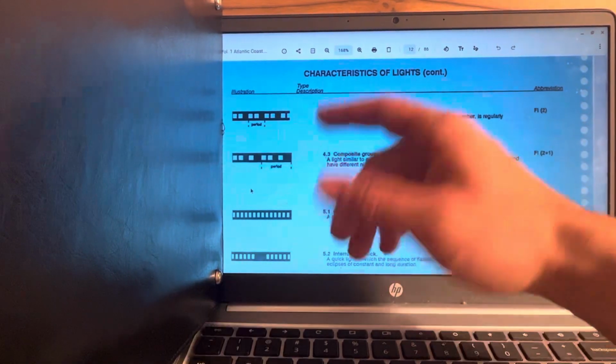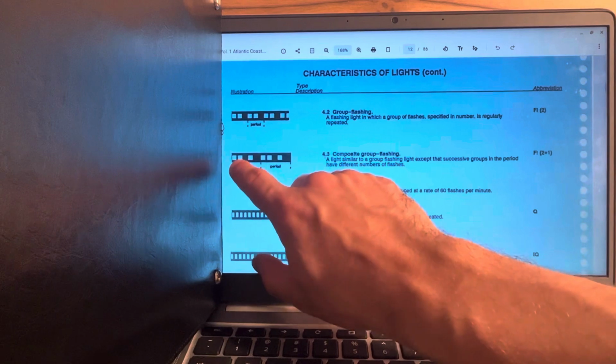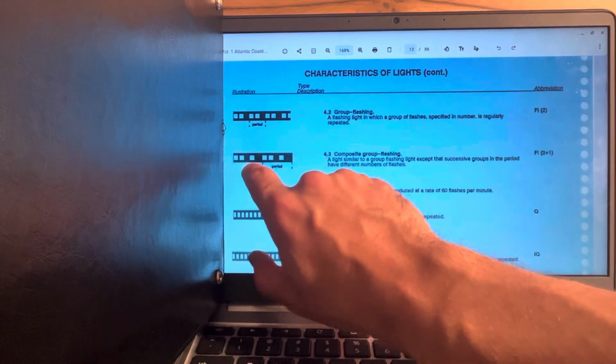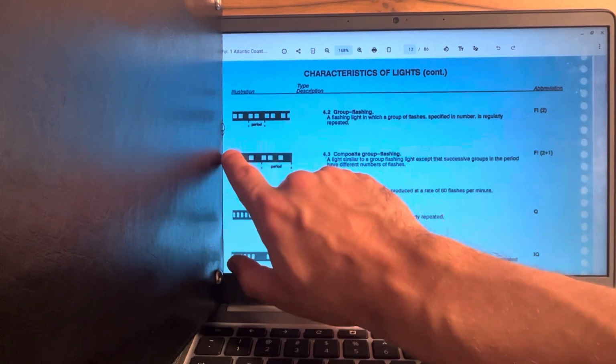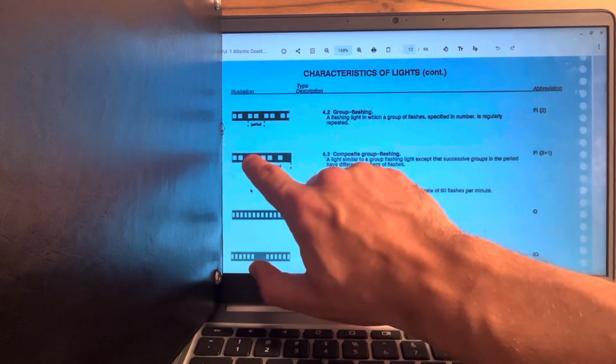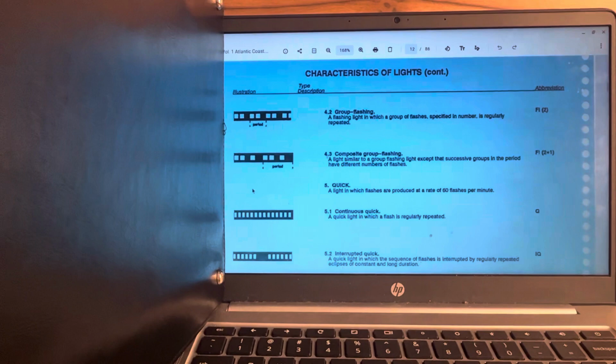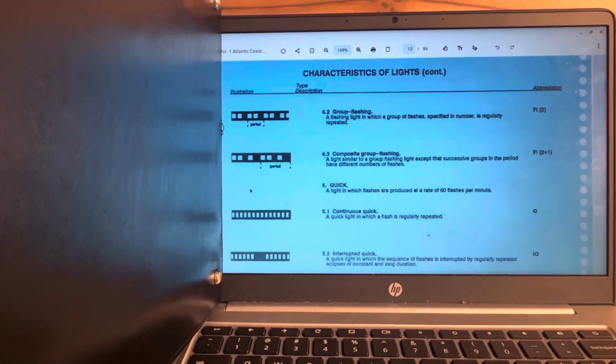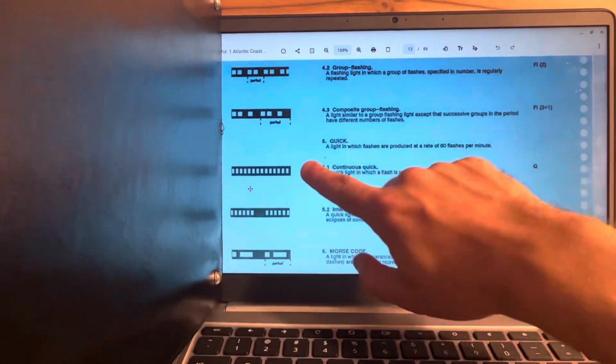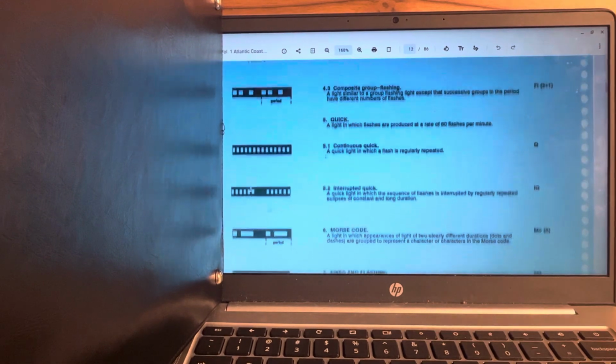Composite group flashing, same principle. On, off for a little bit, on once, then off again. So you have 2 ons plus another on. Flashing 2 plus 1. Quick flashing we went over just because it's the faster form of normal flashing.